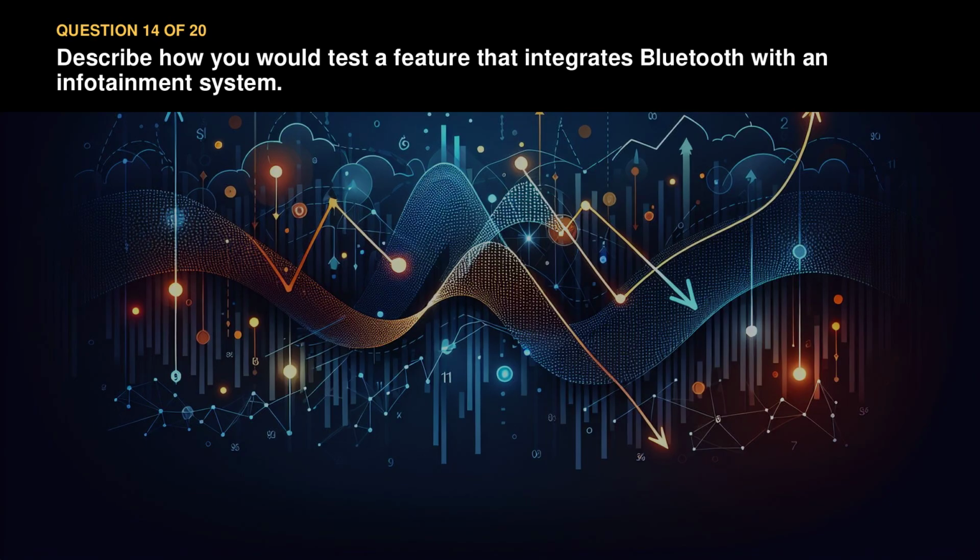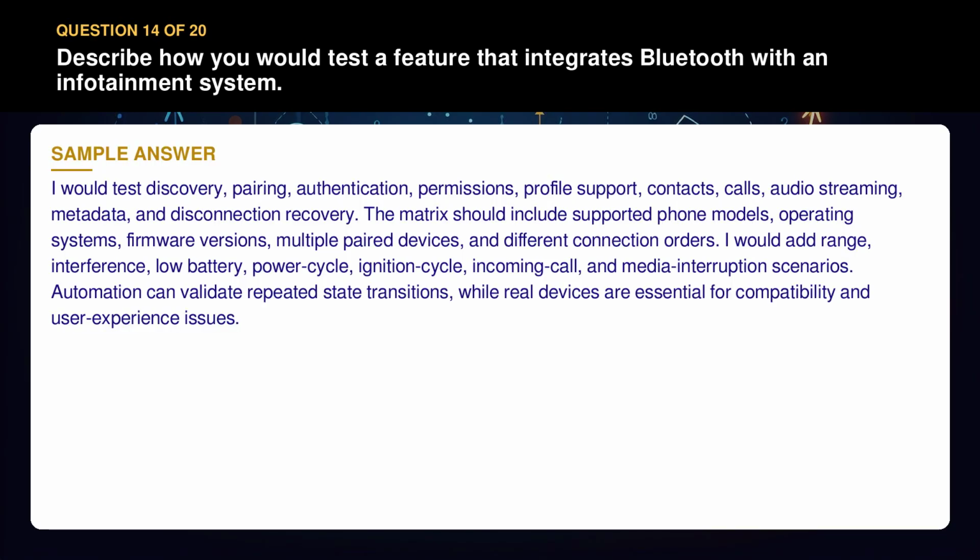Question 14. Describe how you would test a feature that integrates Bluetooth with an infotainment system. I would test discovery, pairing, authentication, permissions, profile support, contacts, calls, audio streaming, metadata, and disconnection recovery. The matrix should include supported phone models, operating systems, firmware versions, multiple paired devices, and different connection orders. I would add range, interference, low battery, power cycle, ignition cycle, incoming call, and media interruption scenarios.